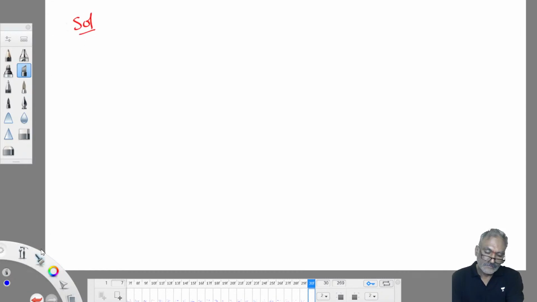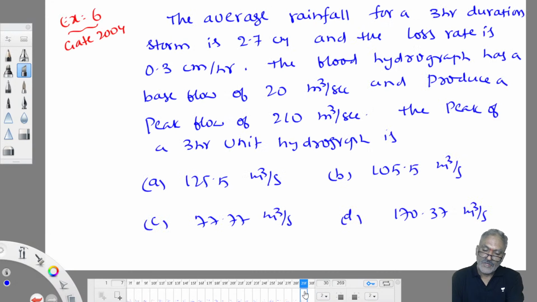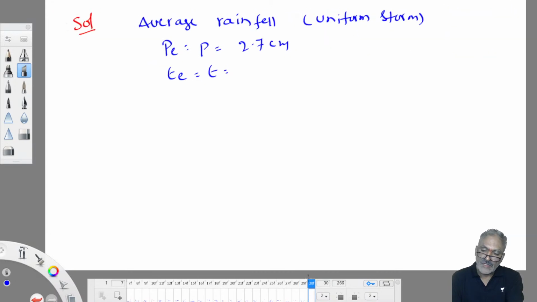Average rainfall means it is a uniform storm. For a uniform storm, the phi index and the W index are both the same. P is equal to how much is given? 2.7 centimeters. Duration of storm is T. T is nothing but the duration of the storm, which is 3 hours.